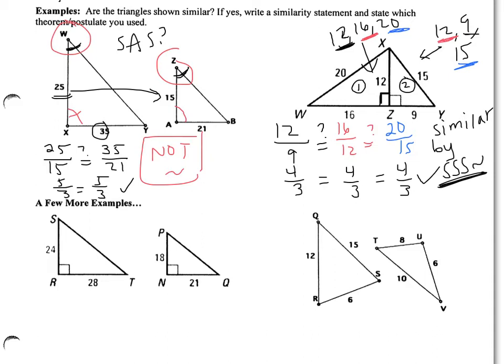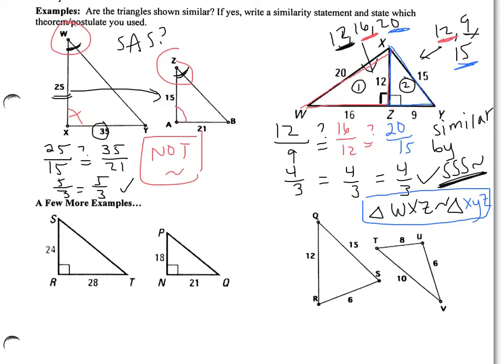Okay, and then it says write a similarity statement. Well, the triangle on the left, I'm going to call WXZ. So WXZ means I went longest side, shortest side, middle side. So I have to do the same thing: longest side, shortest side, middle side. So X, Y, Z. That's the similarity statement.